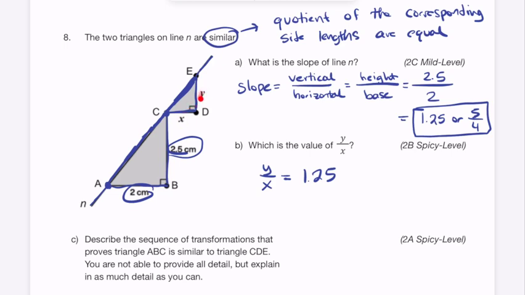You don't have to know those. If you know these, you know that whatever you get when you do y divided by x is going to be equal to this. Same ratio, or same quotient. I mean, those are saying the same thing.